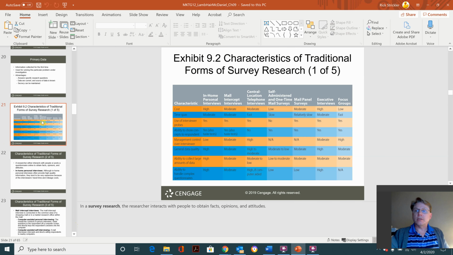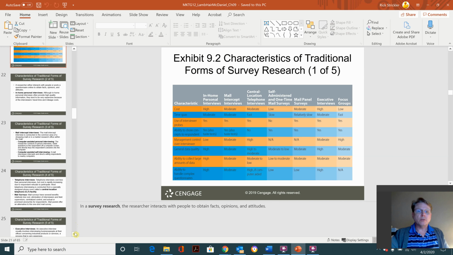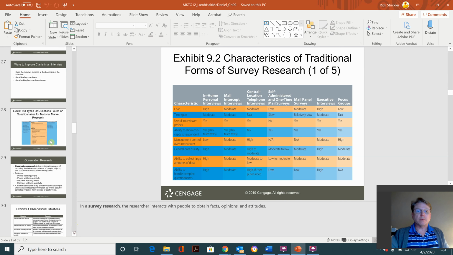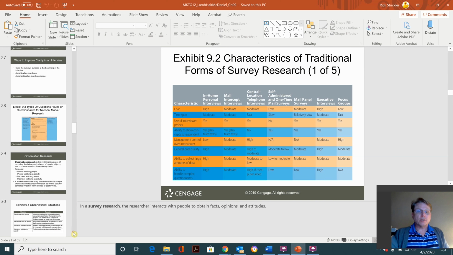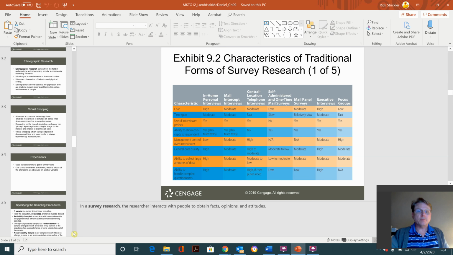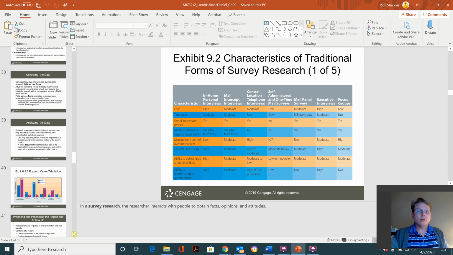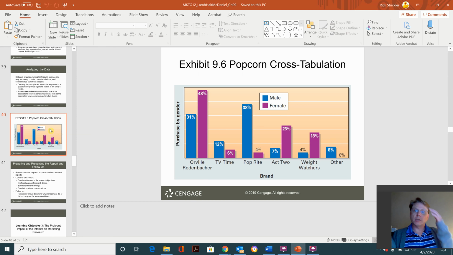And here's a chart of traditional forms of survey research that you can do. Of course, you've all done surveys before. So let's just go down here to the next one. Okay, so here's something that you would do for your presentation if you're researching popcorn.